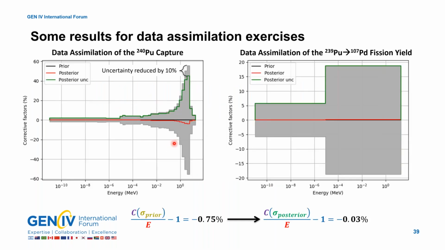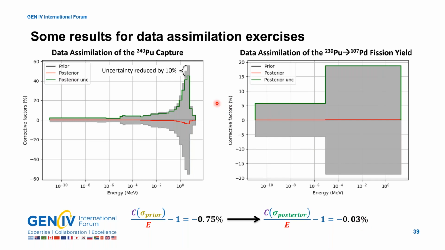So for example, when you are using this data assimilation process with the reactivity loss and everything that we have presented before, we obtain some corrective factor. For example, for the capture of the plutonium 240, you obtain this kind of corrective factor that allows you to go from minus 0.75% far from the experiment to practically zero.